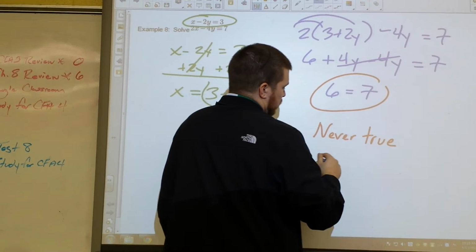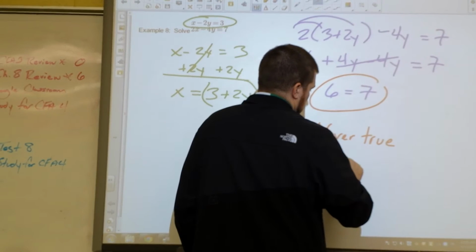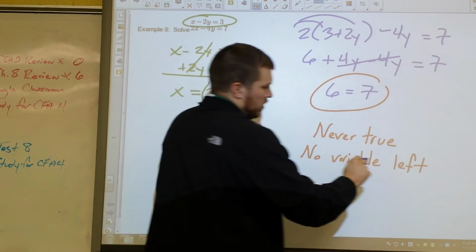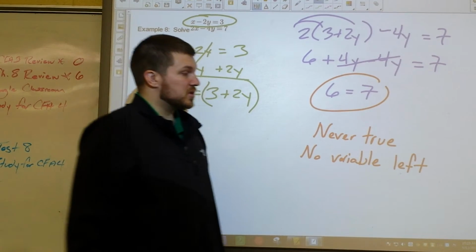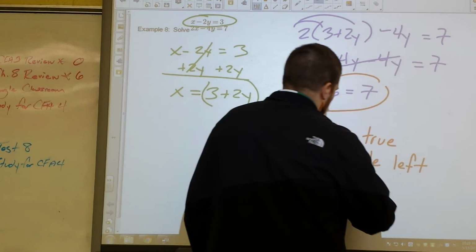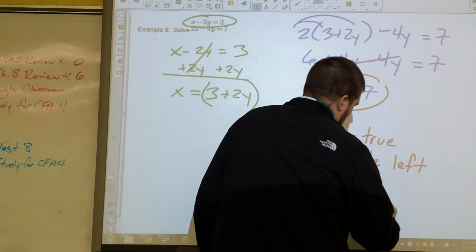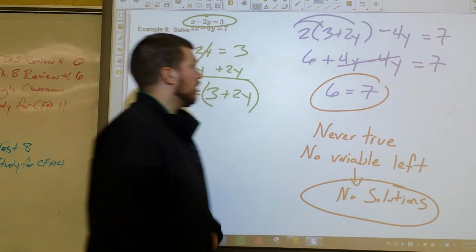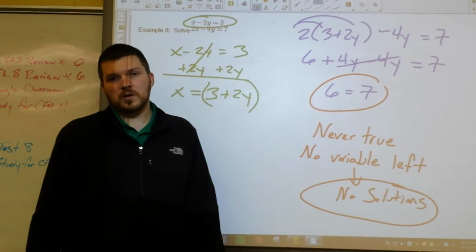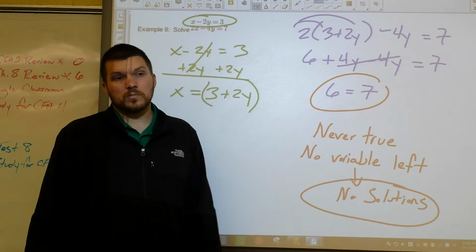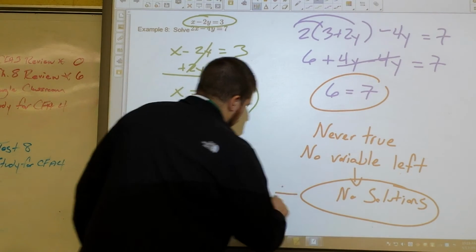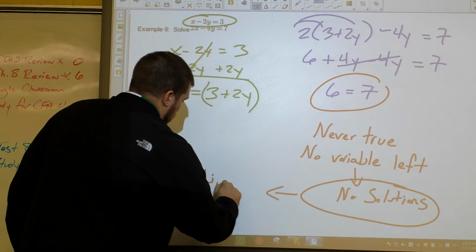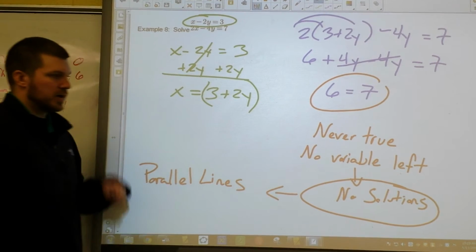And there's no variable left. So the fact that there's no variable left and this 6 equals 7 is never true, that means no solution. If I graph these two lines in my original problem, got y by itself and graph them, that would mean these are parallel lines. Okay, so just graphically, that's what it would look like.